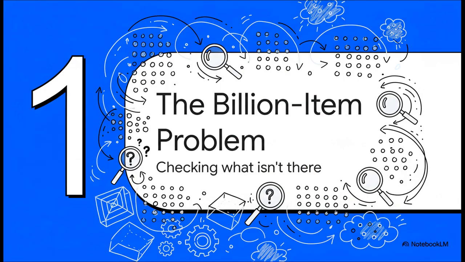Okay, so let's frame this properly. We're going to call it the billion item problem. And the real challenge here isn't just about finding a way to store a billion usernames. The real trick is being able to ask, hey, have I seen this before? And get a useful answer back in like a fraction of a second.